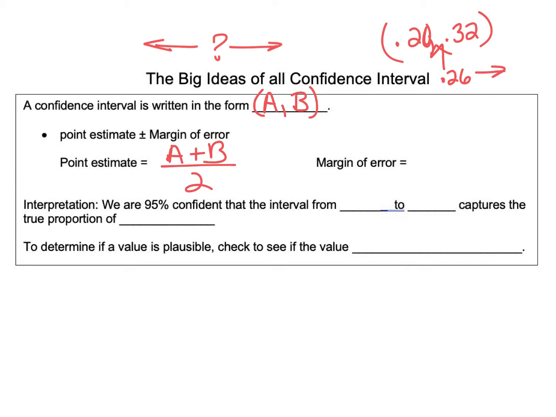So it's a margin of error that gets added on and subtracted. Well, if I take this 32 minus 26, that's 6% gets added on. So to get the margin of error, I'm going to take my upper end minus the point estimate.